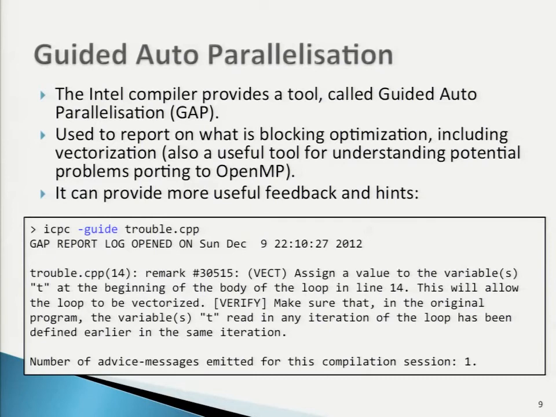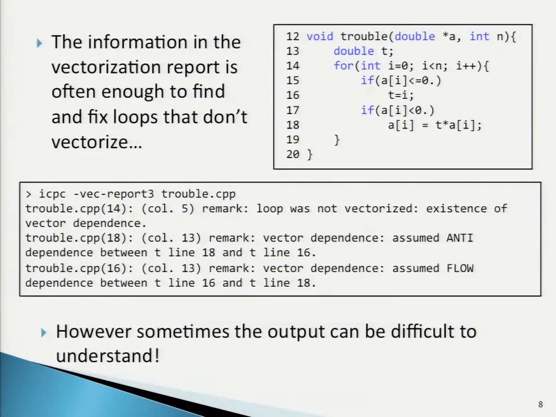So this is the report that it gives for that example that we saw before, and it basically tells you what to do. You might want to assign a value to the variable t at the beginning of the body of the loop on line 14. This will allow it to be vectorized. And if we go back here, we see the value of t is only set when the value in A is less than or equal to 0. And the value in A is then only modified if its value is less than 0. So in fact, if this condition is true, then this condition is also true. So this value here will only be set when this condition is true.